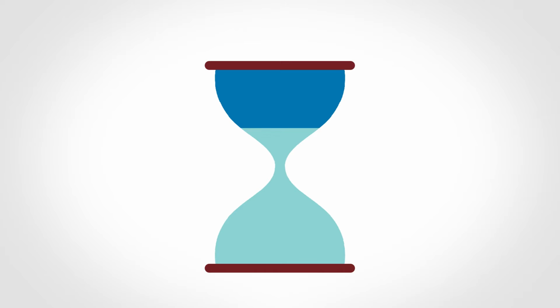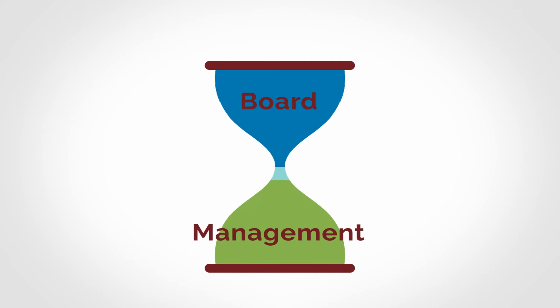I like to think of the board-management relationship as an hourglass. On one side, you have sand, which represents information flowing through a narrow bridge and landing on the other side. The narrow bridge represents the CEO. In most cases, where there is a lot of transparency, each side can see and know information is flowing through the bridge of the hourglass.